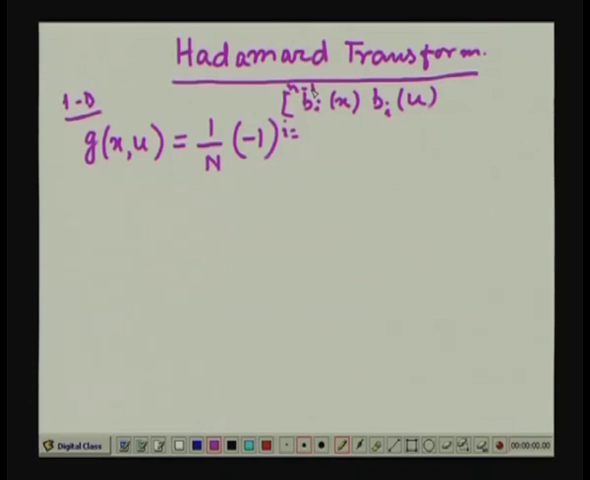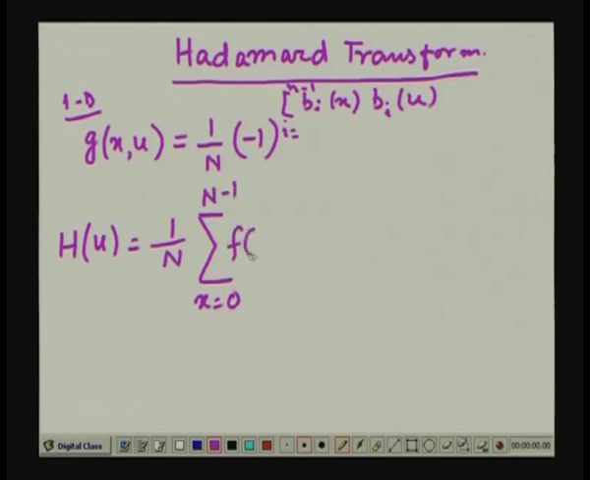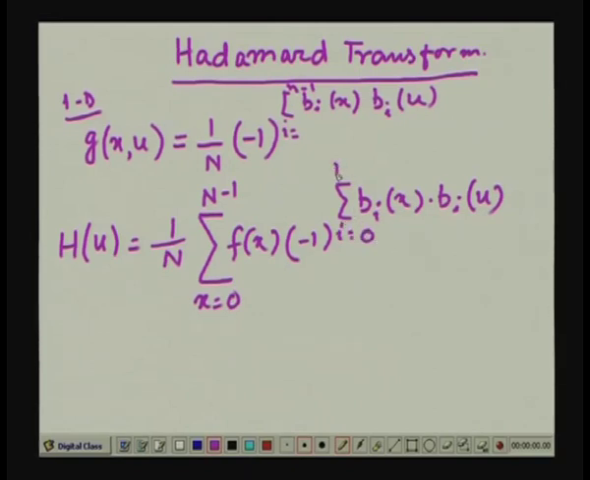Again the capital N as well as lowercase n have the same interpretation as in case of Walsh transformation. And using this forward transformation kernel, the forward Hadamard transformation can be obtained as H(u) equal to 1/N summation x varies from 0 to N minus 1 of f(x) times (-1) to the power summation b_i(x) b_i(u), where i varies from 0 to n minus 1.